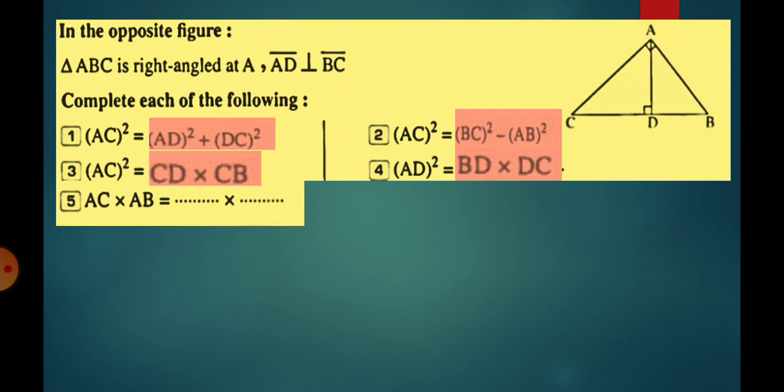AC times AB equals AB times AC. The product of two perpendicular sides equals the product of the hypotenuse CB times AD.